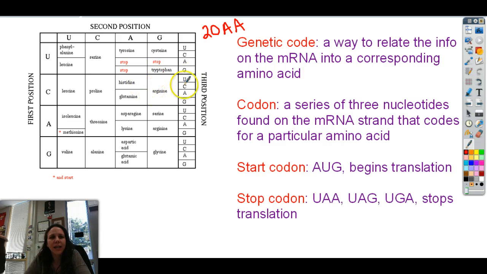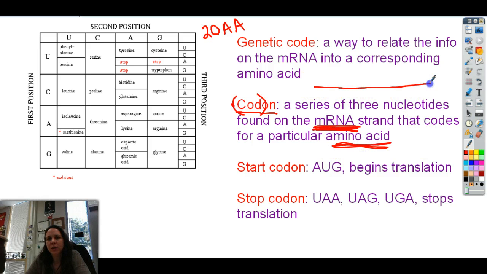Now, I need to read on my mRNA, like I said, a group of 3 amino acids. I'm sorry, let me try that again. A group of 3 nucleotides. A group of 3 nucleotides is called a codon. You can think of it as the fact that it codes for a particular amino acid. So it's a series of 3 nucleotides found on the mRNA. That's kind of important there. And it codes for a particular amino acid.